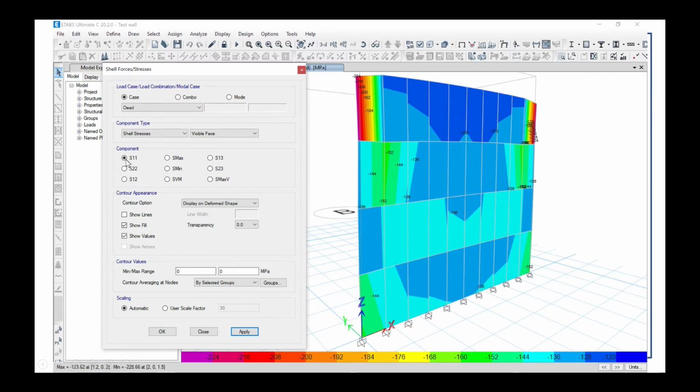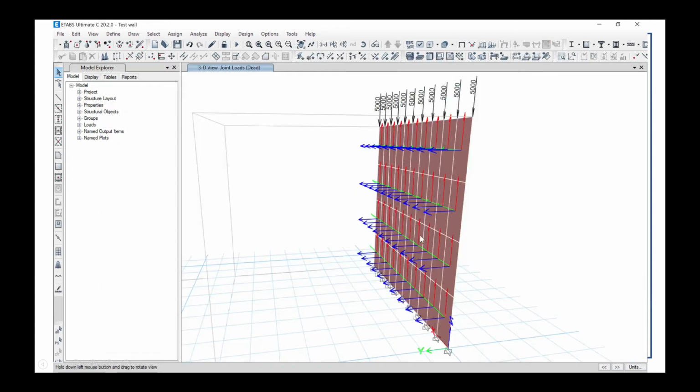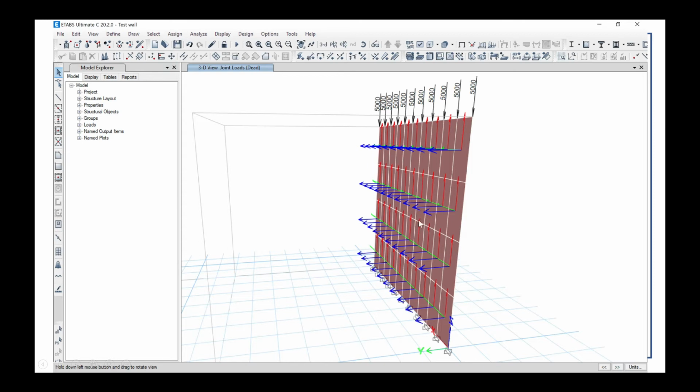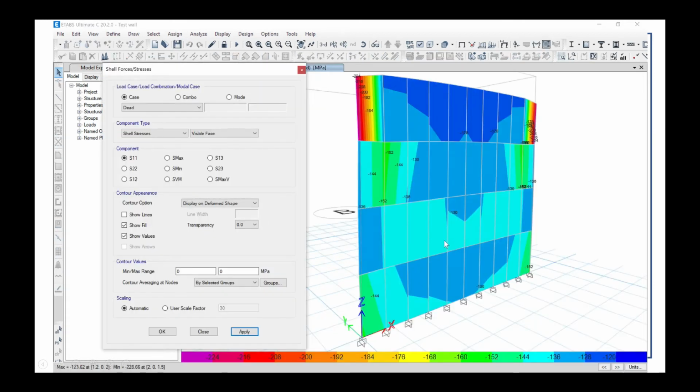I check S11. You have to check S11, the red local axis 1 direction. This stress is axial stress, in the direction perpendicular to S22, along local axis 1. And the compression stress is minus 138.